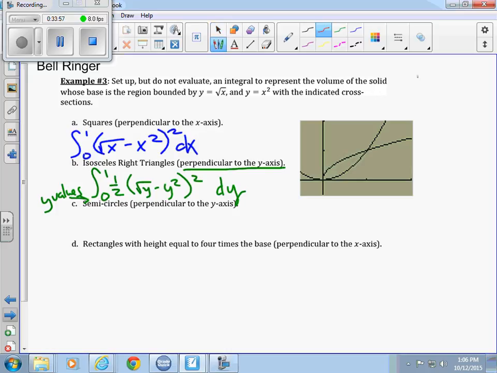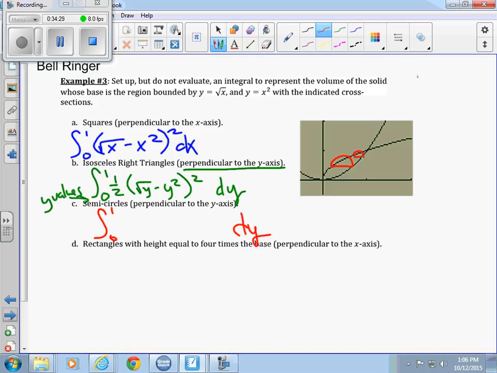And now we are doing semicircles perpendicular to the x-axis. So this is a different picture, but these would be your y-axis. These would be this way, right? So we're pulling semicircles out this way. It looks like that. We are integrating from 0 to 1, still dy.